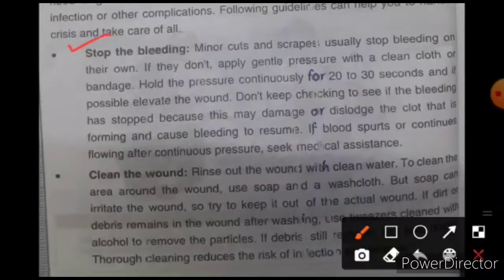Now gentle pressure means कि you are gonna press it, उसको press करना है with a clean cloth or a bandage. If you get bleeding through cuts, what are you supposed to do? You are gonna put a clean cloth over it, and then you are gonna press that area with a gentle pressure. And then the next important thing is that you're gonna hold it for 20 to 30 seconds.